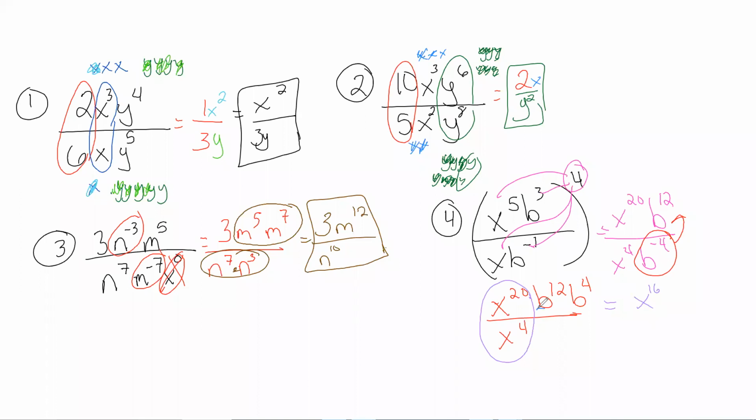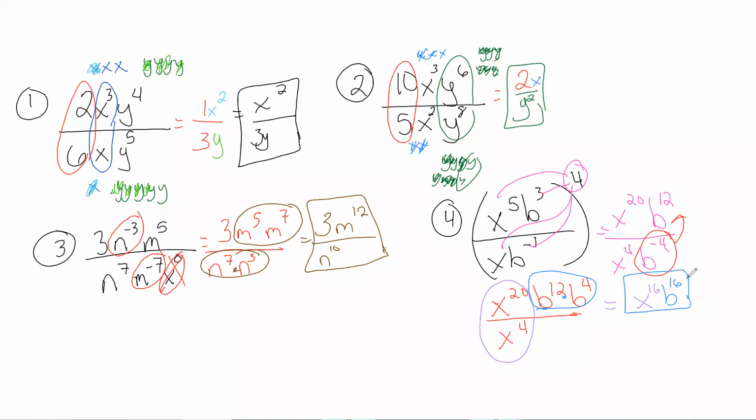Same thing here with my b's. My b's here are next to each other. So this is the product rule. The b stays, but you add your exponents. 12 plus 4 gives me 16, and that would be your answer.